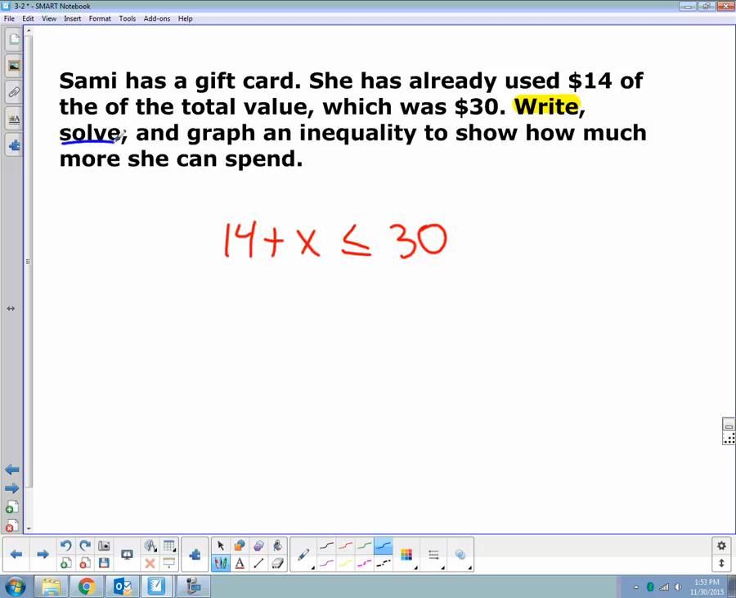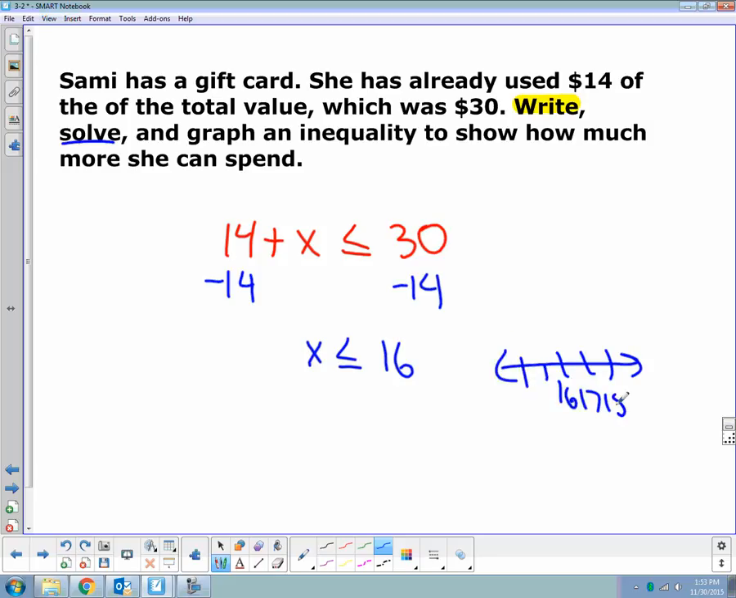Now we're going to solve the inequality. So I would subtract 14 from both sides, and this is where some of you did this in your head and you just knew the answer. We would have $16 left. So she could spend less than or equal to $16, and then we can graph that inequality. 14, 15, 16, 17, 18, and if x is less than or equal to $16, we're going to have a graph like that.